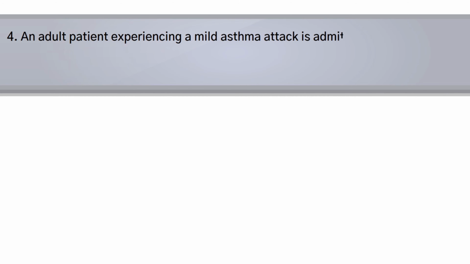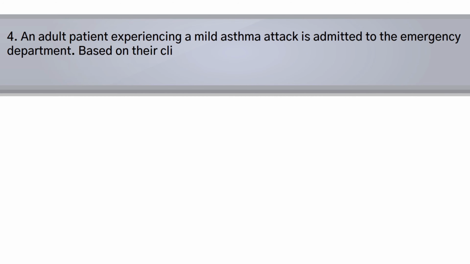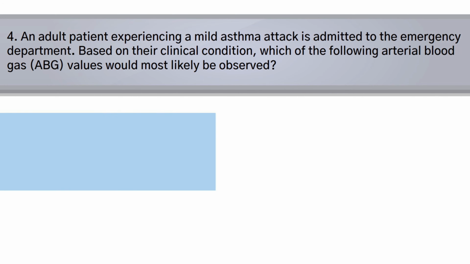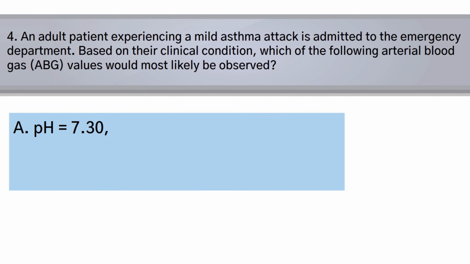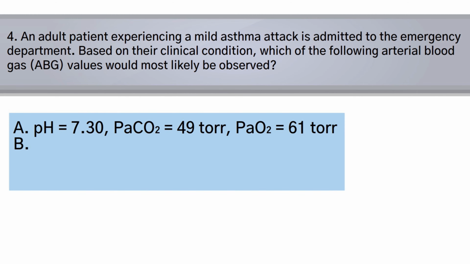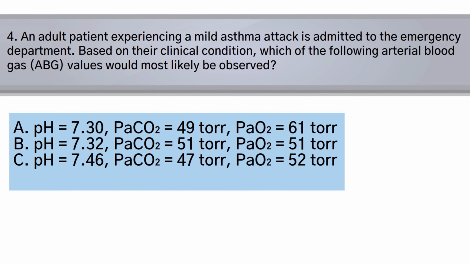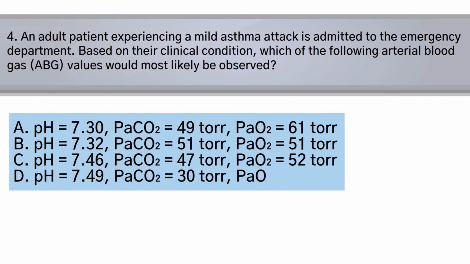Question number 4. An adult patient experiencing a mild asthma attack is admitted to the emergency department. Based on their clinical condition, which of the following arterial blood gas values would most likely be observed? A. pH of 7.30, PaCO₂ of 49, PaO₂ of 61. B. pH of 7.32, PaCO₂ of 51, PaO₂ of 51. C. pH of 7.46, PaCO₂ of 47, PaO₂ of 52. D. pH of 7.49, PaCO₂ of 30, PaO₂ of 62.